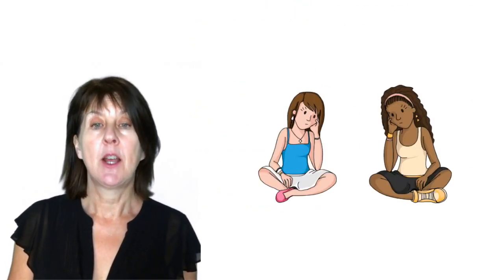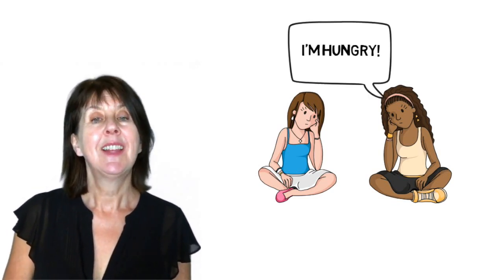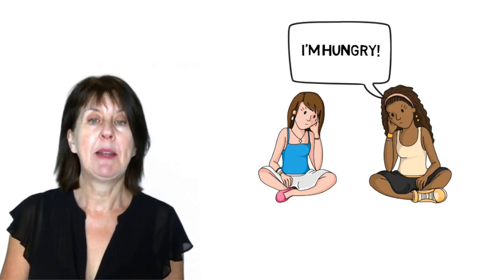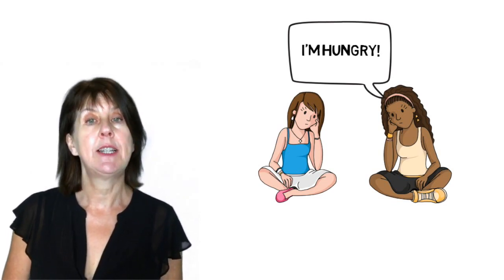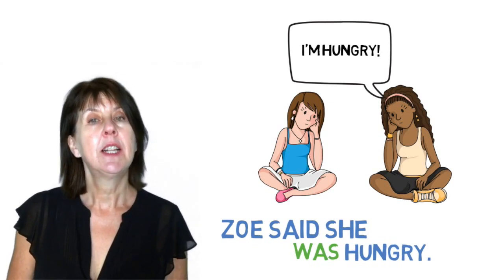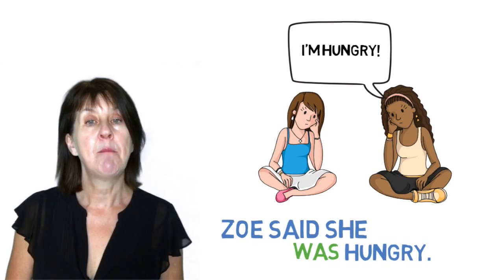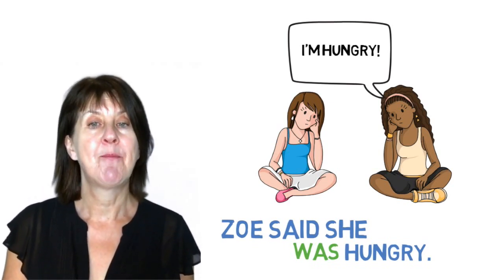So first up, what is reported speech? Okay, imagine the scene. Zoe is talking to Emma. "I'm hungry." This is what Zoe actually said. This is called direct speech. Later we want to report on what Zoe said, either in writing or in speech. Zoe said she was hungry. This is indirect speech or reported speech. These two terms mean the same. This is the simplest of transformations.